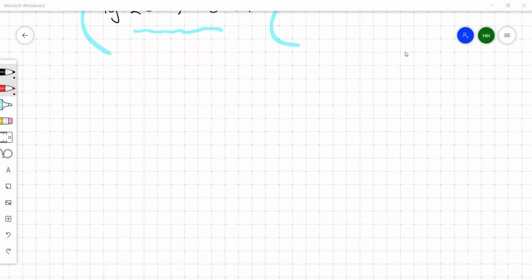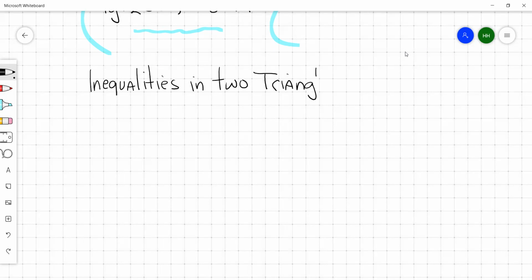All right, today we're going to talk about inequalities in two triangles. Inequalities in two triangles. Specifically, we're going to talk about the Hinge theorem.